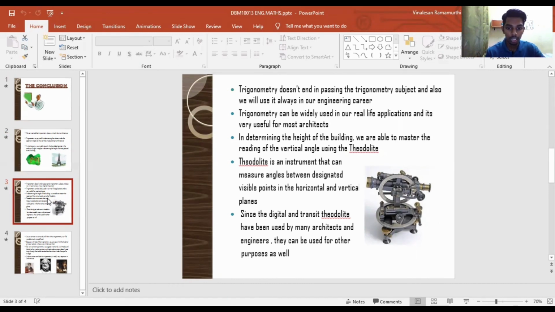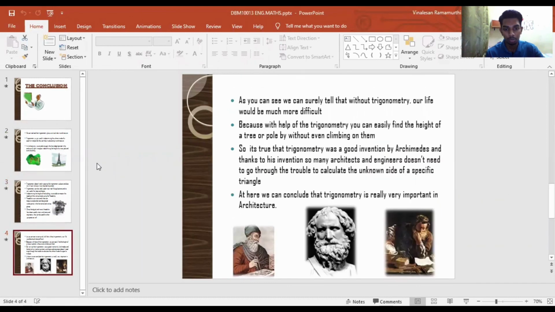In determining the height of a building, we are able to master the reading of the vertical angle using a theodolite. What is a theodolite? A theodolite is an instrument that can measure angles between designated visible points in horizontal and vertical planes. Since digital and transit theodolites have been used by many architects and engineers, they can be used for other purposes as well.